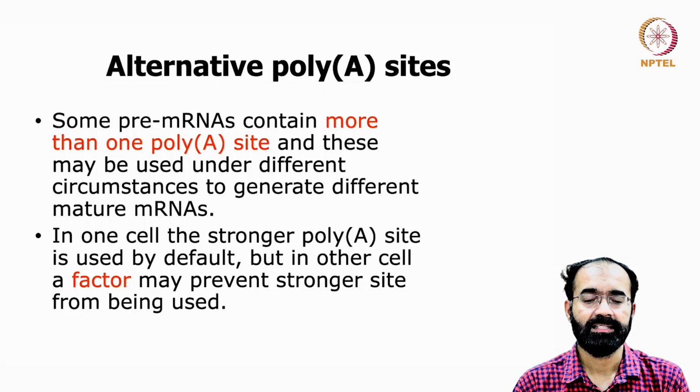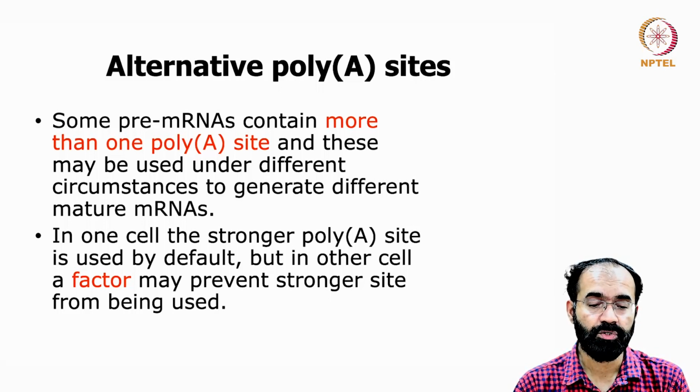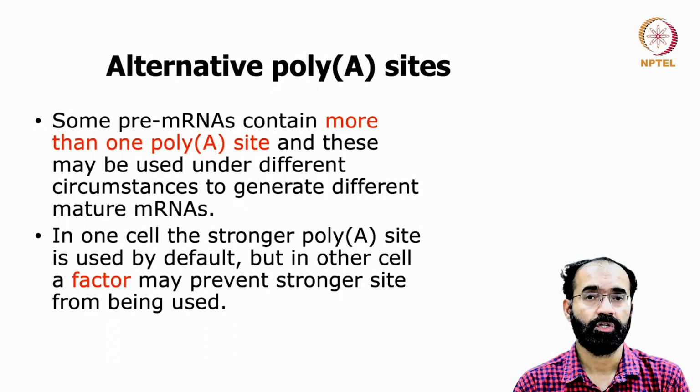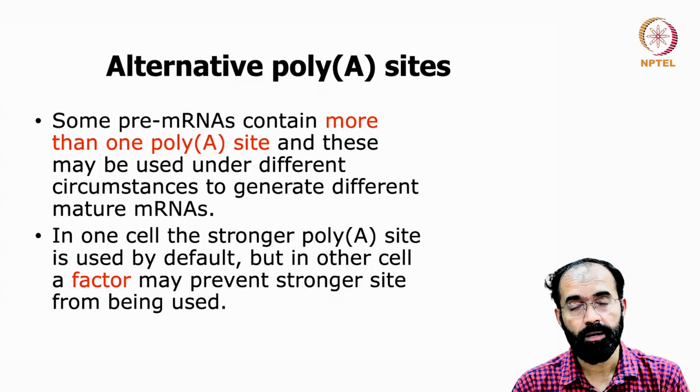In one cell, the stronger polyA site is used by default, but in another cell, a factor may prevent the stronger site from being used. Like I already told you, one site, two sites, three sites, four sites, multiple sites are possible.